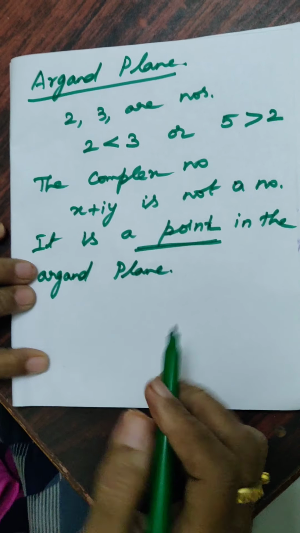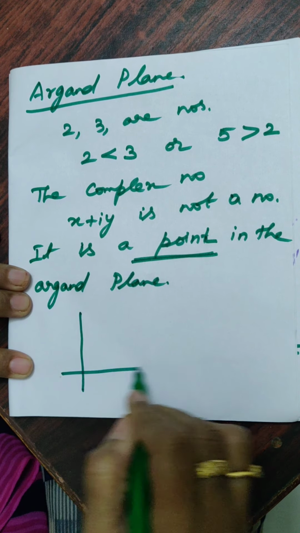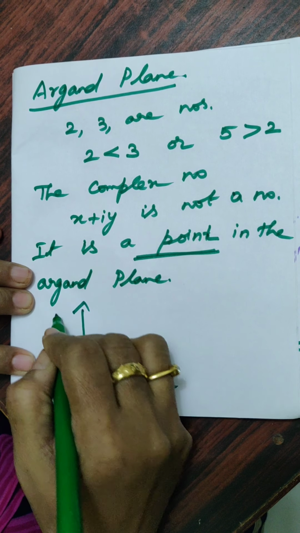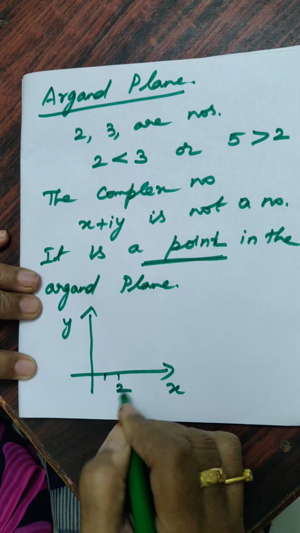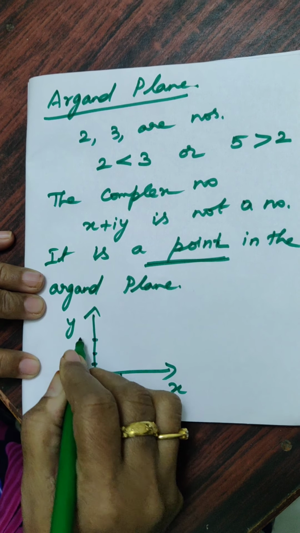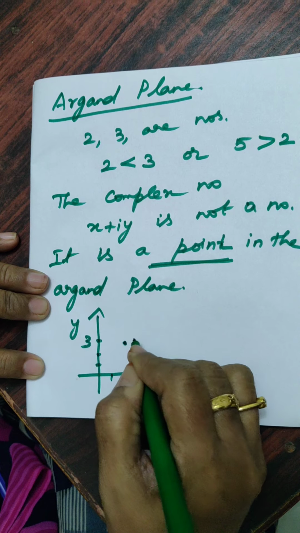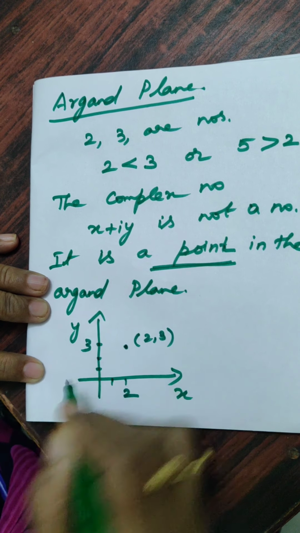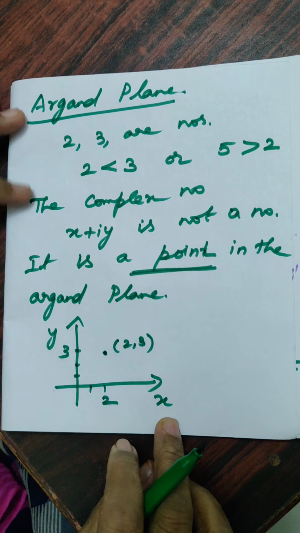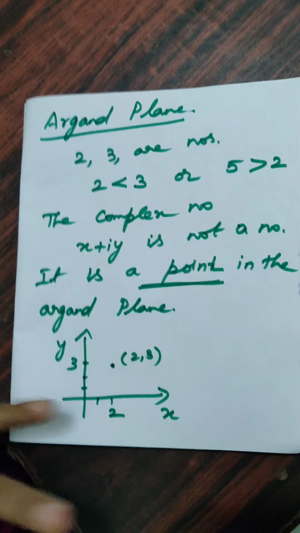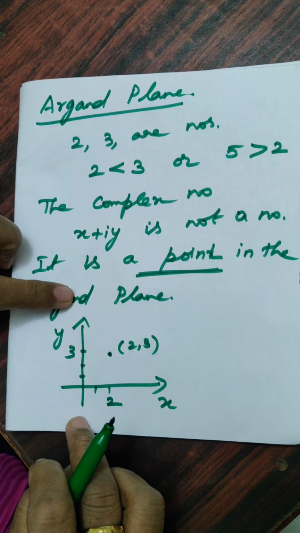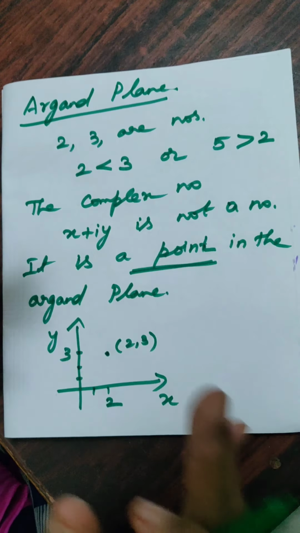Argand plane means, in our regular coordinate system, you are having two axes. One is the x axis and another one is the y axis. If you want to plot the point 2, 3, here we are taking 2 and here we are taking 3, which means we are plotting the point 2, 3. This is our coordinate system. In the Argand plane, the x-axis acts like a real axis and the y-axis is nothing but our imaginary axis. Similarly, it looks like a coordinate system. So Argand plane and coordinate systems are entirely different.